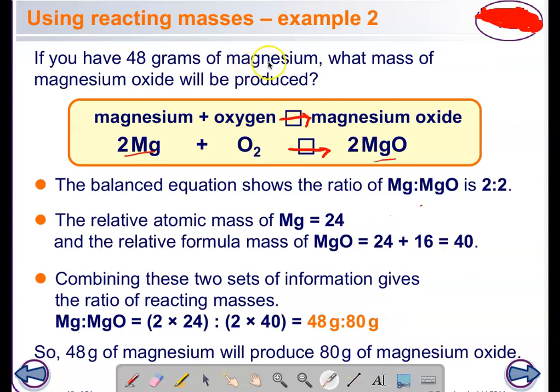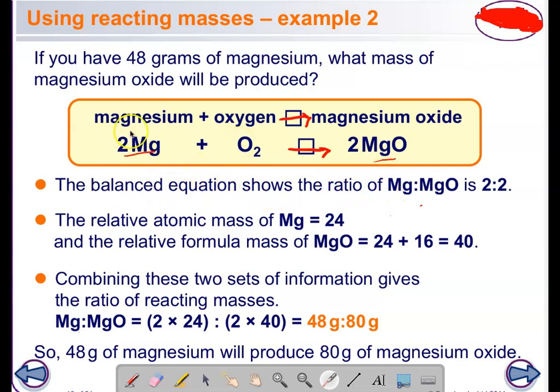8 grams of magnesium. What mass of magnesium oxide will be produced? So here we've been given the amount of magnesium reacting and we want to find out how much of the product will be produced. So follow the same method. The balanced equation has been given already. You should learn how to write your balanced equation. In this case, it has been given to us. So we can go ahead and look at the ratio.